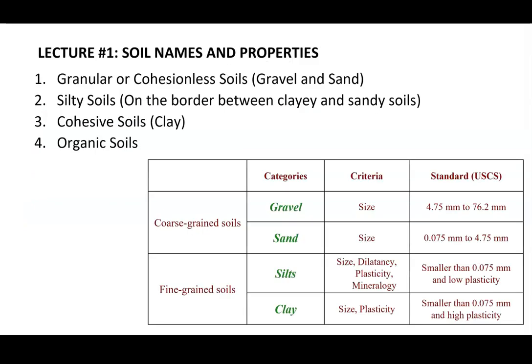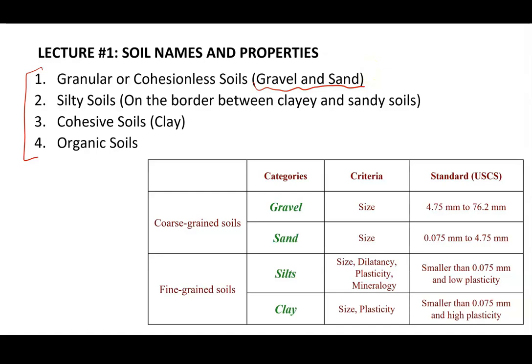In lecture 1, we reviewed different names and general properties for different names. We talked about 4 main categories for soil. The first one was when we have a combination of gravel and sand, which is called granular or cohesionless soil. These are particles larger than sieve number 4.